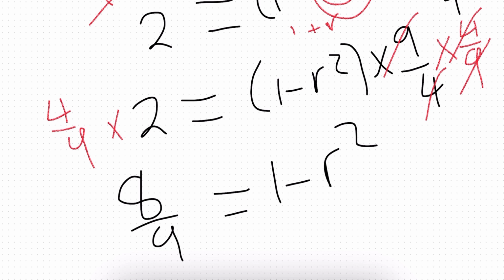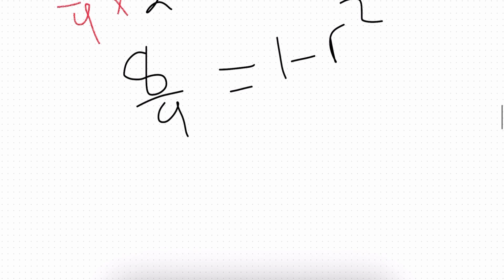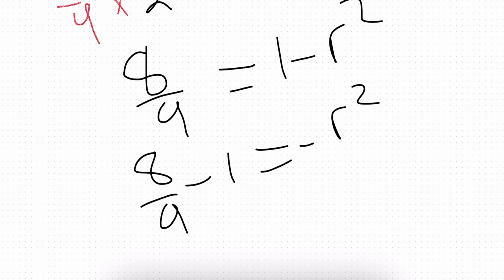And then you can literally do it like this again. Take this one to the other side. What I normally like doing, but let's just do it in simpler terms. Take 8 over 9, then minus 1 equals minus r squared. You should be aware that I'm just playing with maths now.